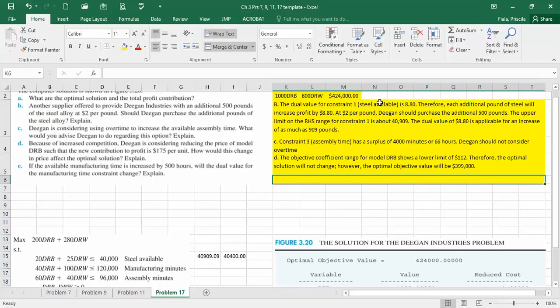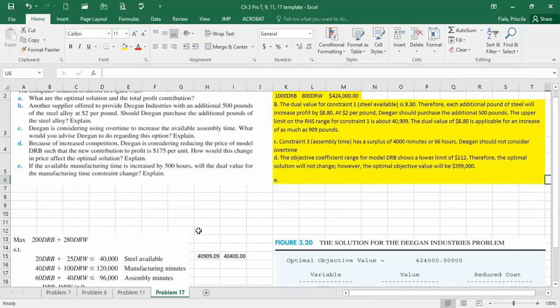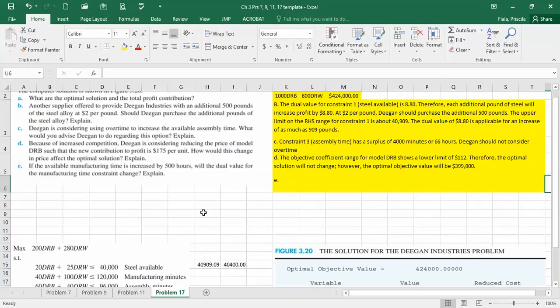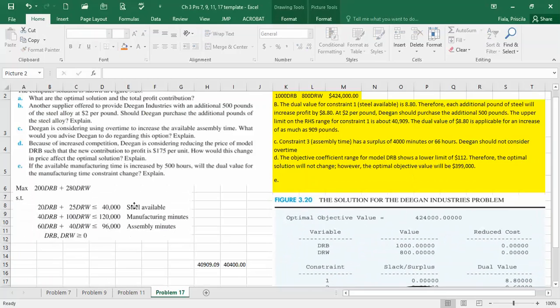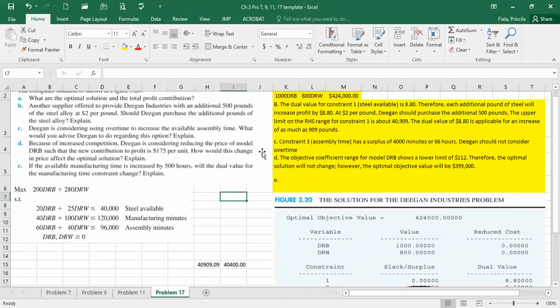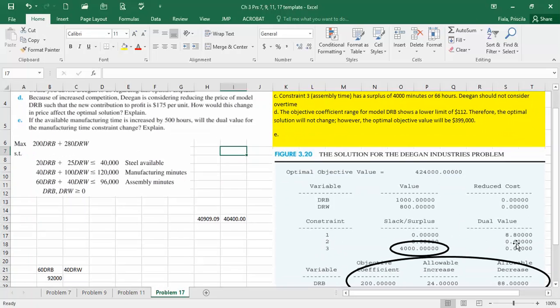And then the last one, E, takes a little more calculations, but very basic math, nothing like we have done before. So now E is, let me move this up here. E is saying if the available manufacturing time, constraint 2 right here, is increased by 500 hours, oh, we have minutes right here, right? Will the dual value for the manufacturing time, which is constraint 2, change?